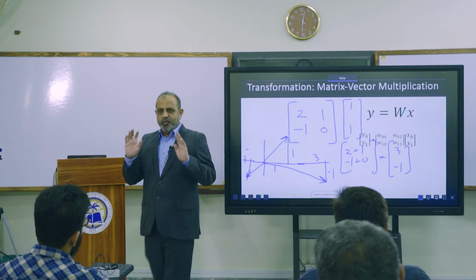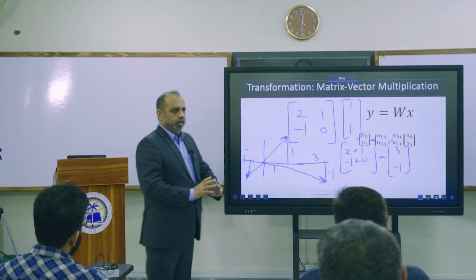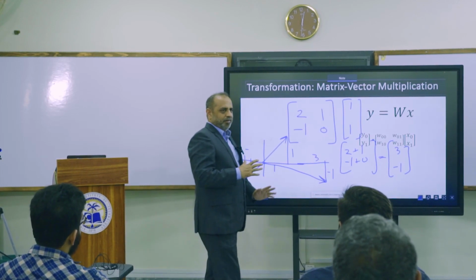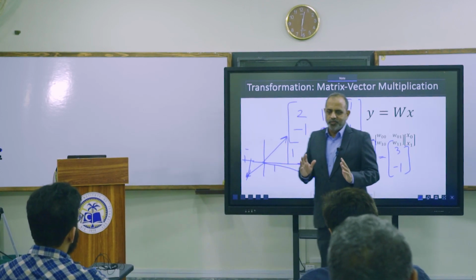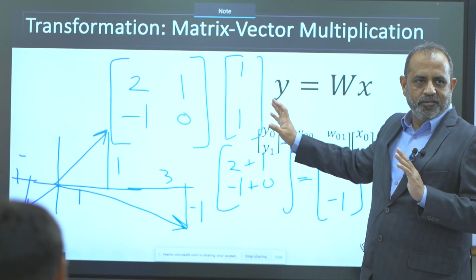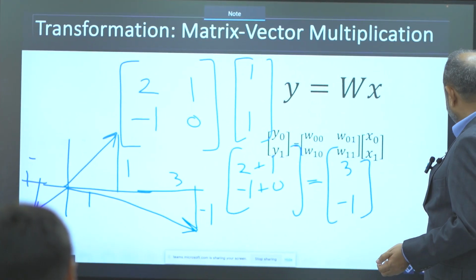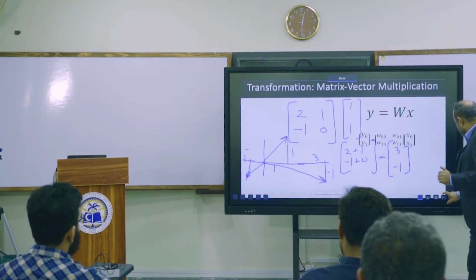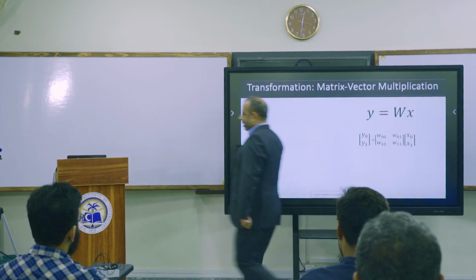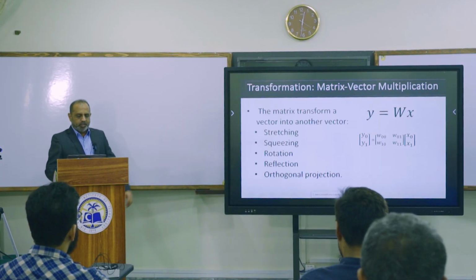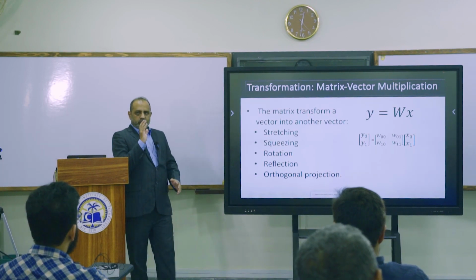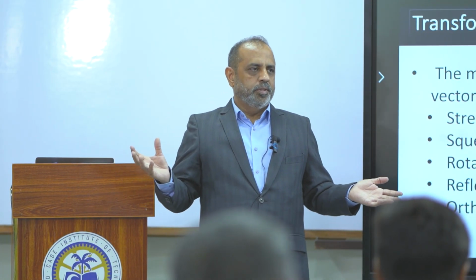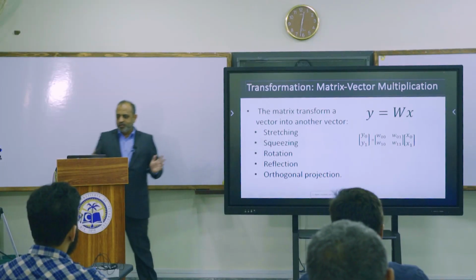So a vector, 99% of the time, is going to change its direction and its magnitude. A vector will remain a vector, but it's going to change its direction and its magnitude for sure. A matrix multiplied by a vector, if it is just 2 by 2 and 2 by 1, will remain in two-dimensional space. So this is what a matrix does to a vector. It's going to either stretch it, squeeze it, rotate it, reflect it, and may compute the orthogonal projection as well.